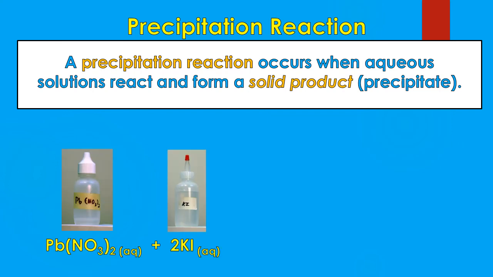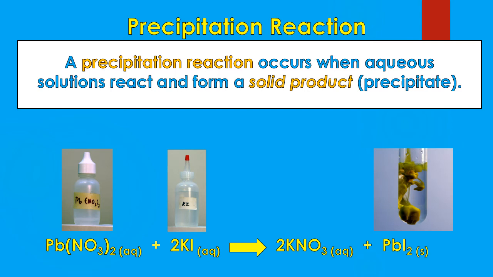So if we look at this example, we start with lead nitrate and potassium iodide. If you look at them, they're two clear solutions. They're aqueous solutions. So the lead nitrate is soluble and potassium iodide is also soluble, so they've broken up into the different ions when they're dissolved in water. But when you mix them, we get potassium nitrate and lead iodide. But lead iodide is not soluble, because remember we talked about iodides are normally soluble, but compounds of lead and iodide are insoluble.